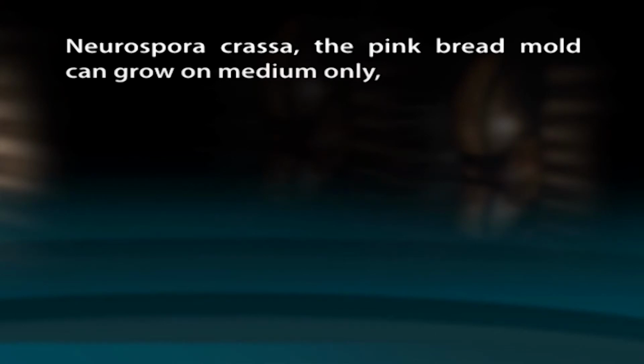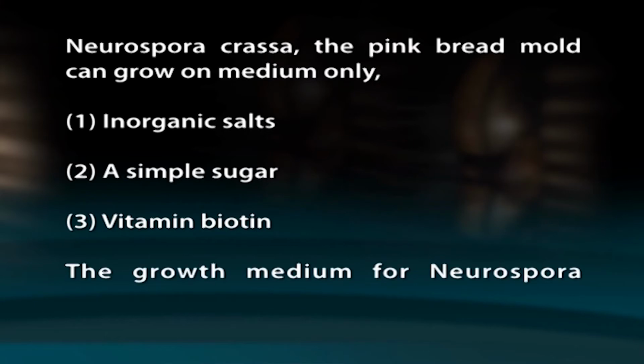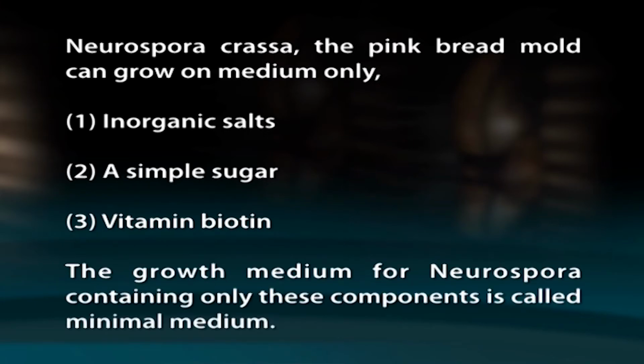Neurospora crassa, the pink bread mold, can grow on medium only with organic salts, a simple sugar and with the vitamin biotin. The growth medium for Neurospora containing only these components is called minimal medium. Beadle and Tatum believed that Neurospora must be capable of synthesizing all the other essential metabolites such as the purines, pyrimidines, amino acids and other vitamins de novo.